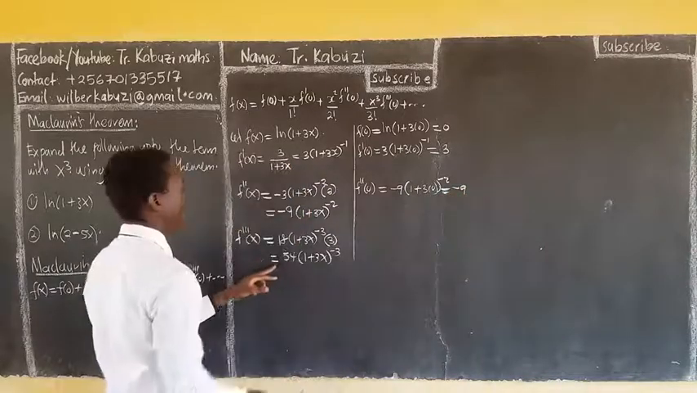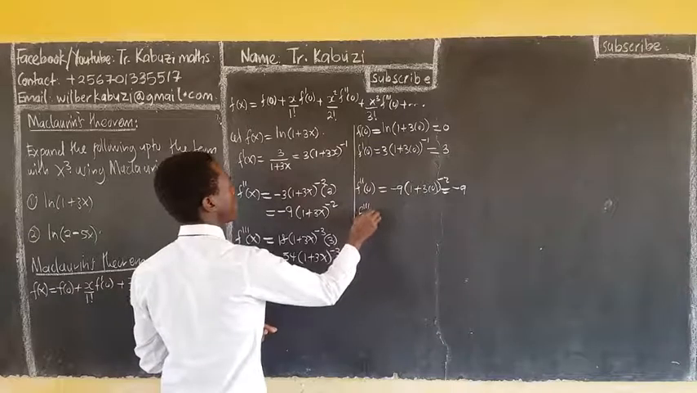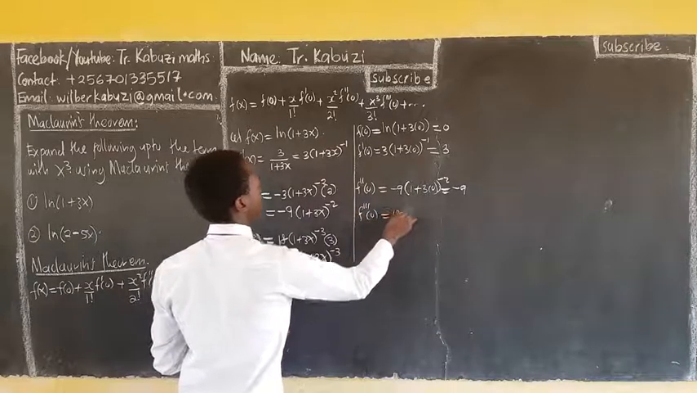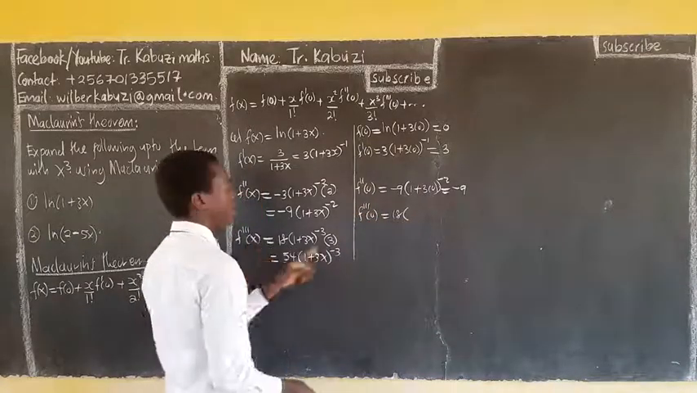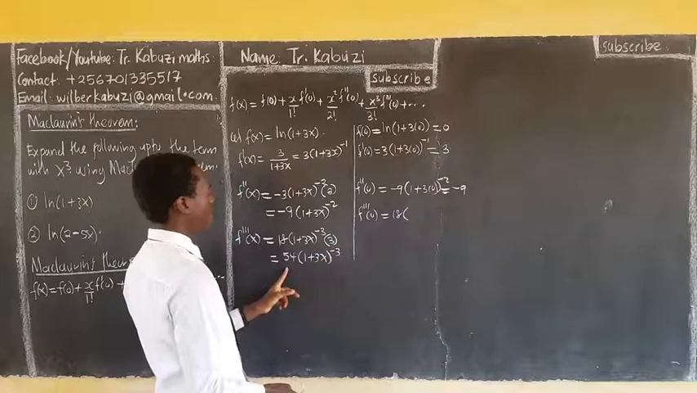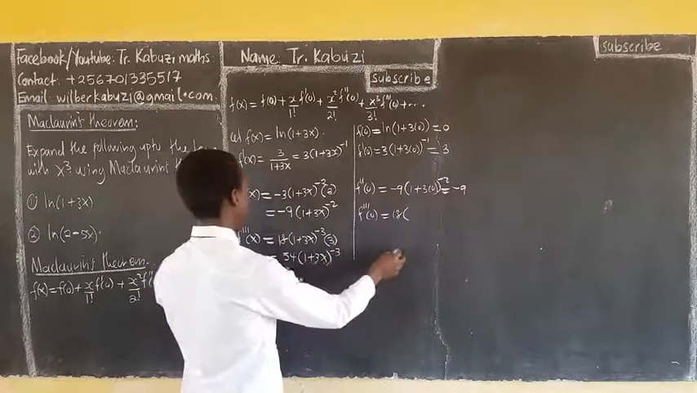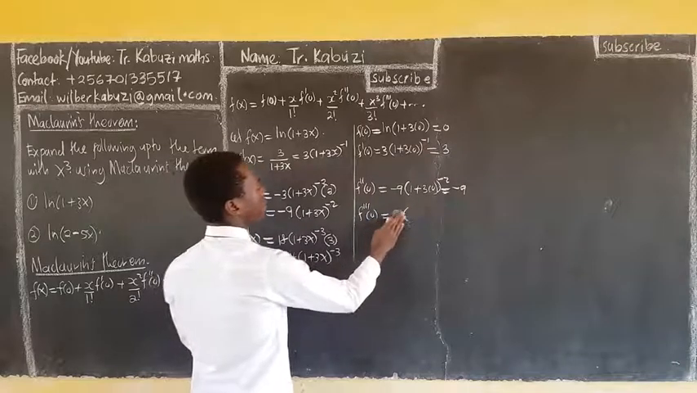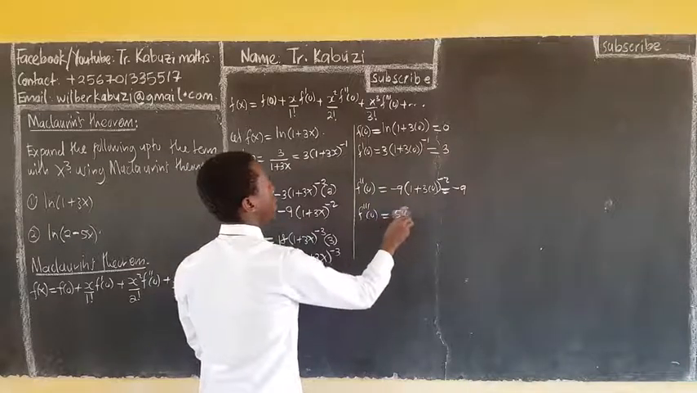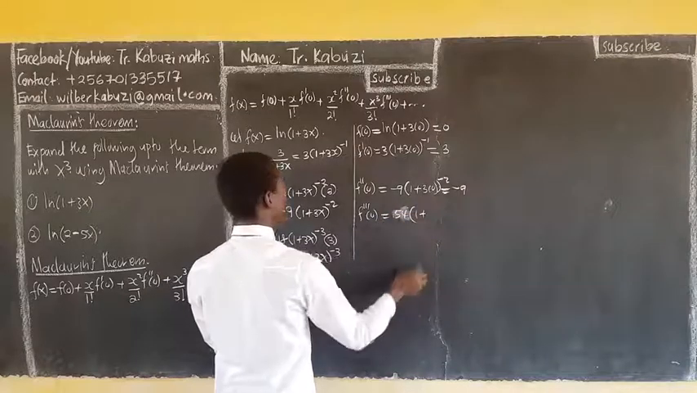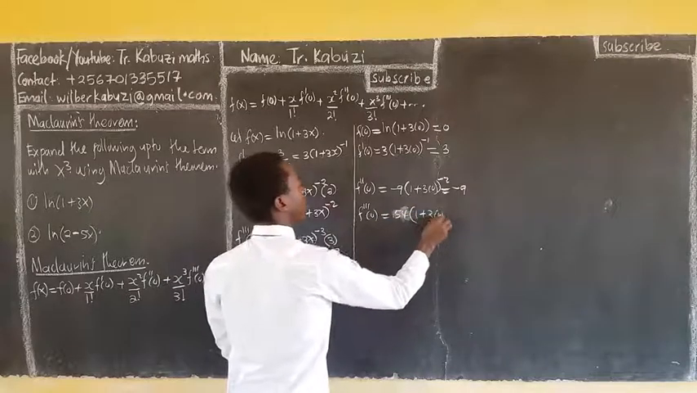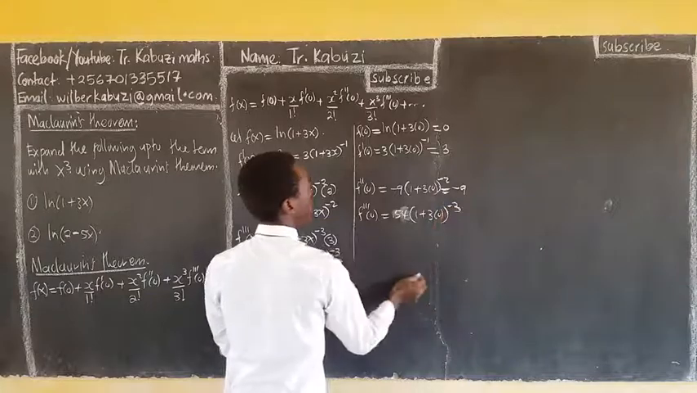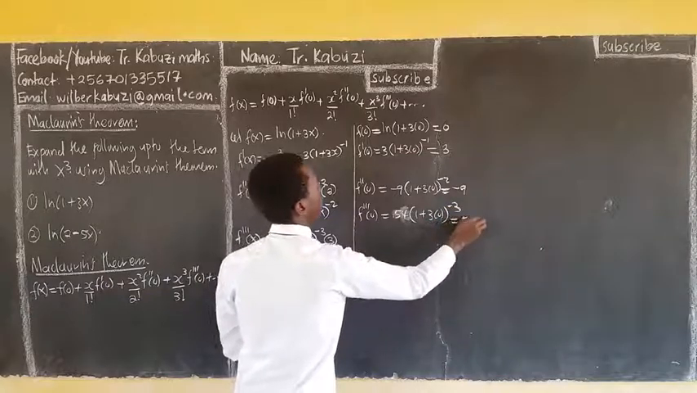When I come to this, it will be 18 into, where there is x, you put a 0 in this function here. So I'll be having now, this will be 54, sorry, this is 54. 54 into 1 power negative 3, which will give you 54.